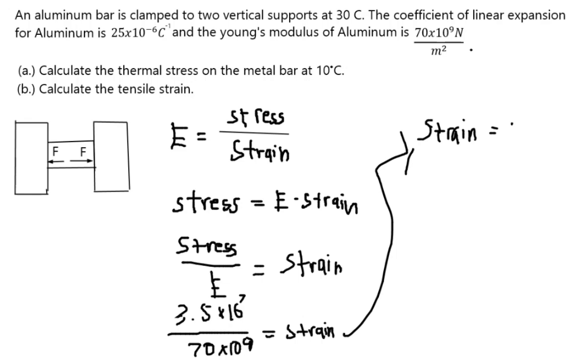So, yeah, the answer here is 5 times 10 raised to the negative 4 newtons. Actually, we're not going to put newtons because it is a ratio. So, it's just 5 times 10 raised to the negative 4.